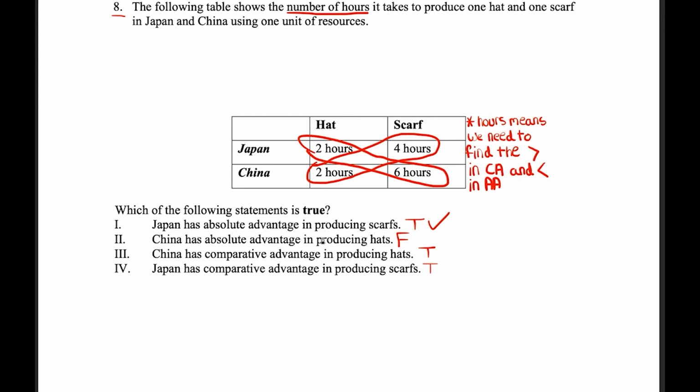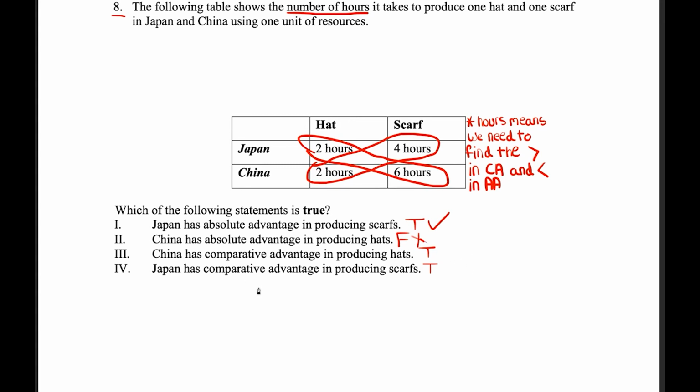China has an absolute advantage in producing hats. Let's see. China, hats. 2 hours and 2 hours. Oops, they're equal. So none of them have an absolute advantage. So this is wrong.